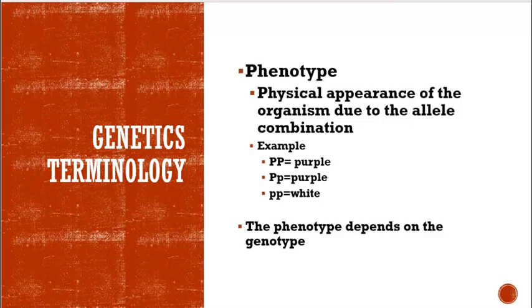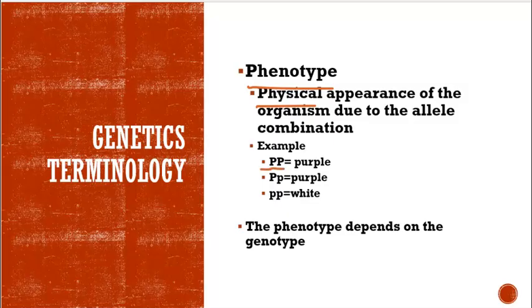Now, we just mentioned that the genotype refers to the allele combination. We also have what's called the phenotype. Phenotype refers to the physical expression. So think phenotype starts with PH, physical starts with PH. What does the individual look like? Their phenotype is based on the genotype. The genotype is the allele combination.